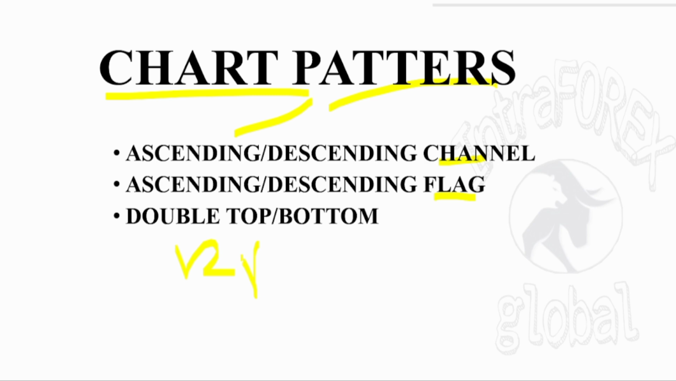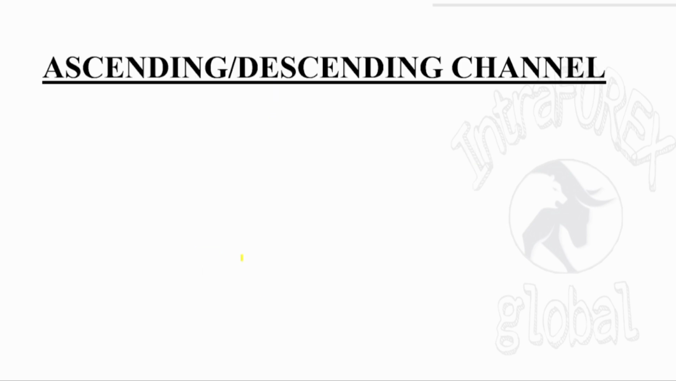Okay, so let's look at the ascending channel. In an ascending channel, the market is in an uptrend, giving us those high highs and high lows. So what you do is mark a trend line and create a channel.